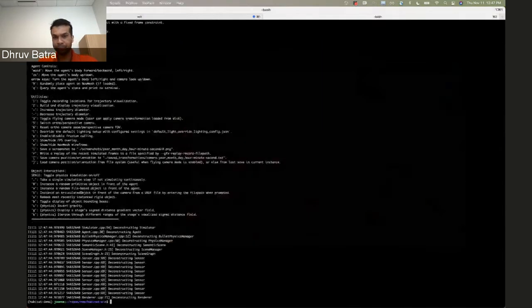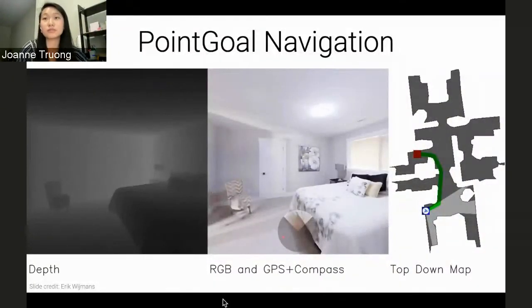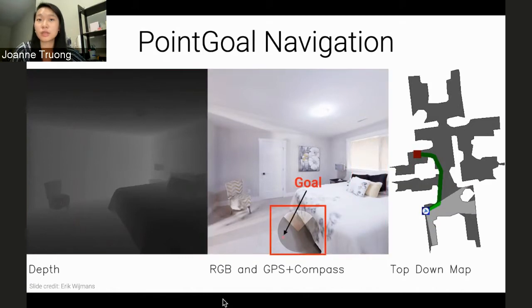Go ahead, John. Yep. Let me share my slides again. So, the task of point goal navigation. In this task, a robot is spawned in a previously unseen environment at some start location, and it has to navigate to a goal location, but it doesn't have access to a map at all. So this top-down map is only for our visualization purposes, but the robot doesn't have access to this. The robot has access to an egocentric depth camera, an RGB camera, and also a GPS and compass sensor that it uses for localization, and this tells it how far away it is relative to the goal.